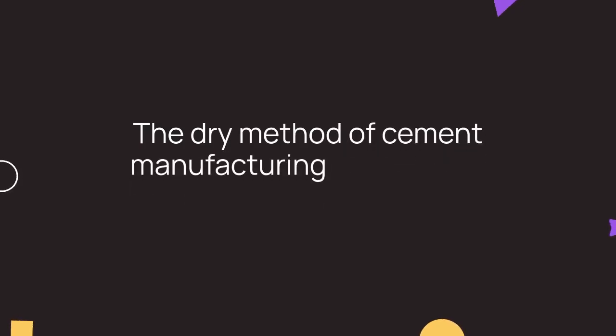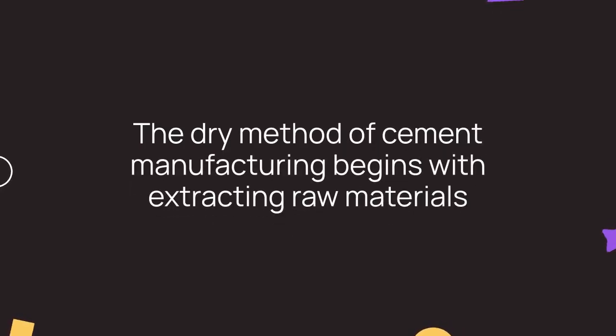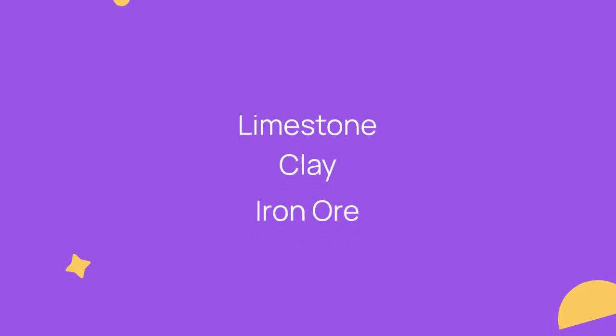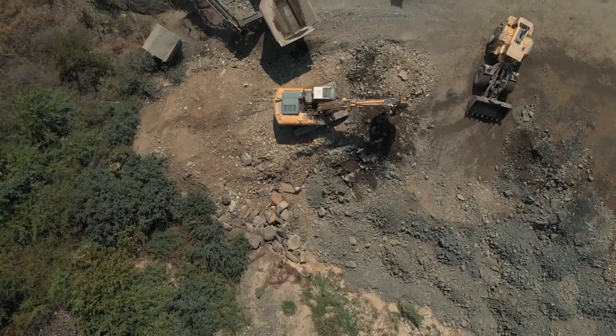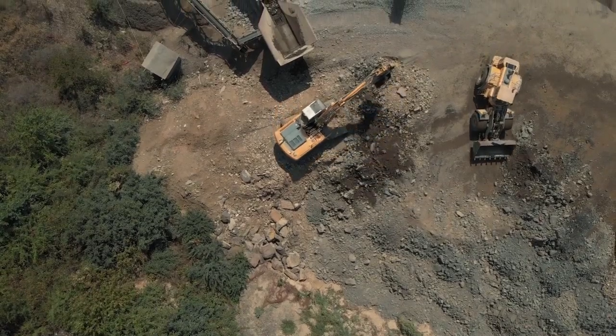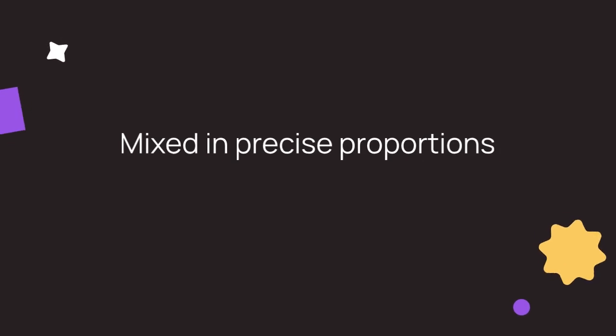The dry method of cement manufacturing begins with extracting raw materials like limestone, clay, and iron ore from quarries. These materials are then crushed and finely ground into a powder. Next, the powdered raw materials are mixed in precise proportions to create a homogeneous mixture known as raw meal.